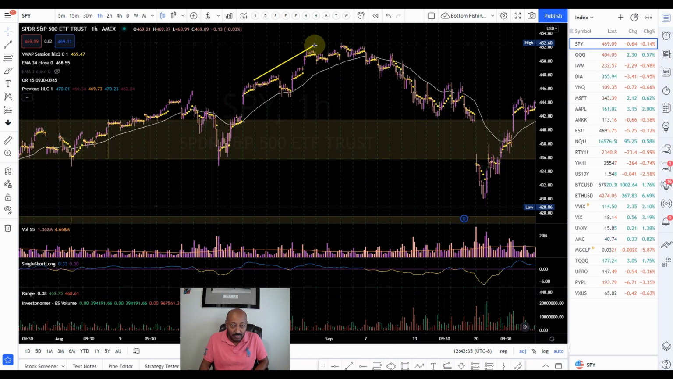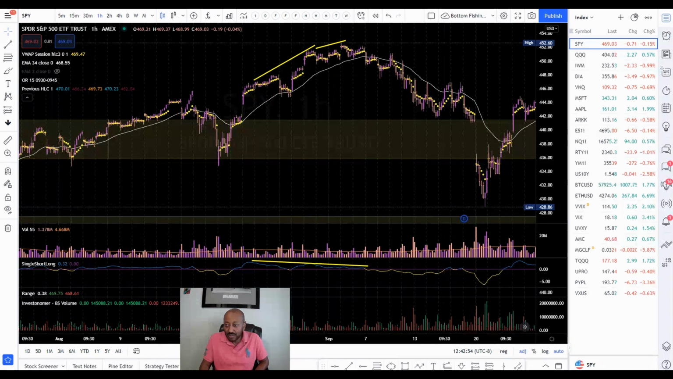Is there a divergence? Price is making a higher high, but my oscillator is making a lower high. Boom. This is setup number one. I'm ready to go. What is the next thing I want to look at?